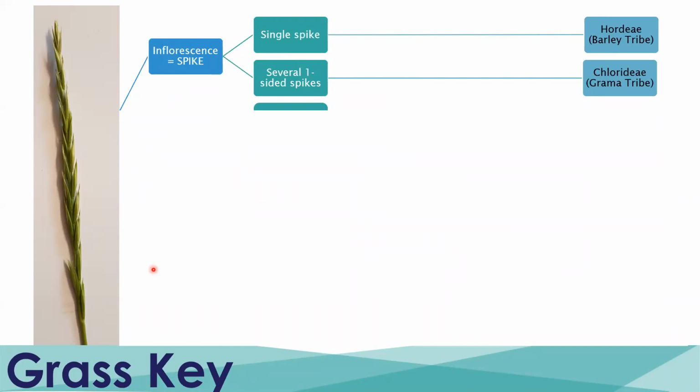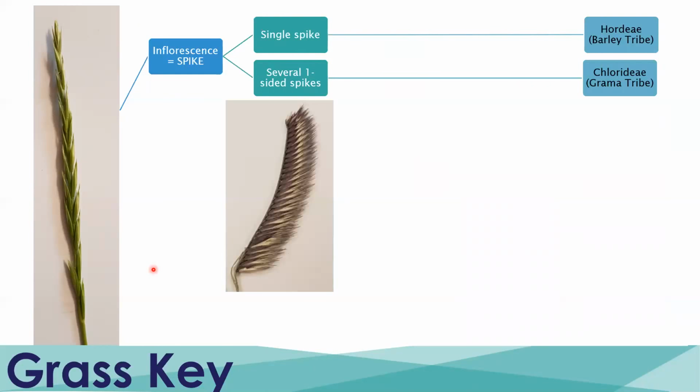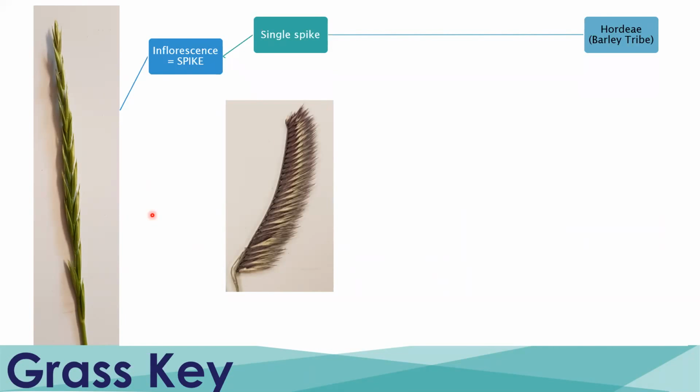And our next question is, do we have a single spike or do we have several one-sided spikes? Well, how do you know what a one-sided spike looks like until you see one? Here is a one-sided spike. So if you can imagine several of these along a plant, that does not look like what we have here. So we have a single spike, which takes us to the tribe Hordeae.